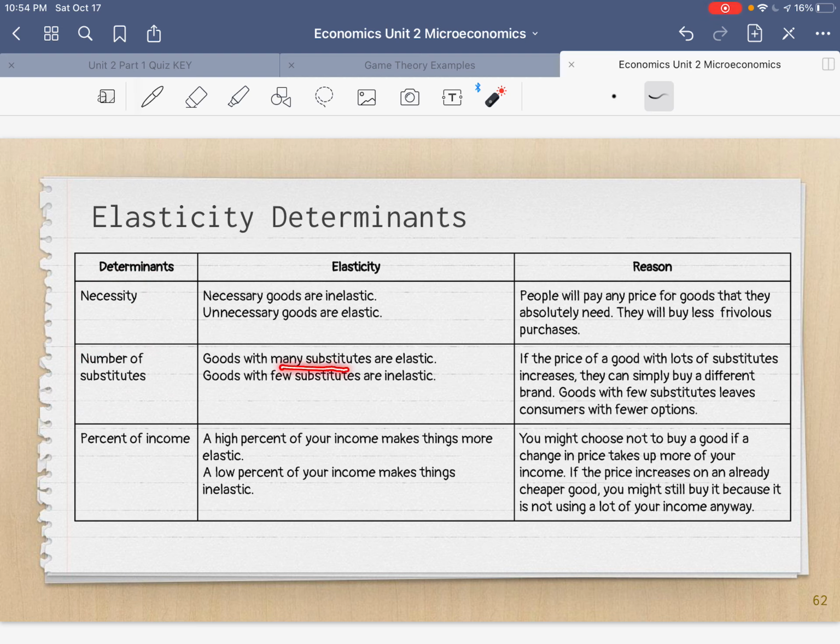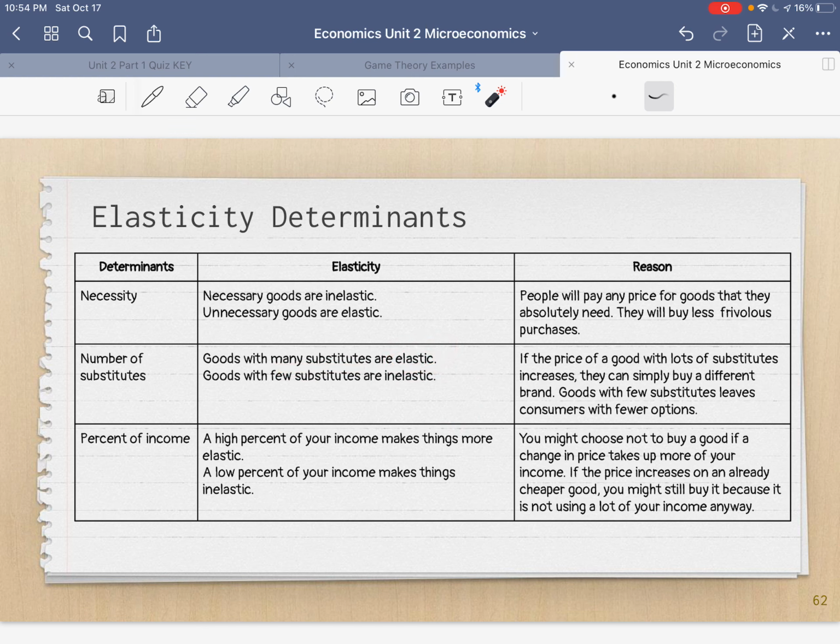Goods with lots of substitutes are elastic, and here's the reason. If the price of a good with lots of substitutes increases, I can simply buy a different brand. So think like Big Macs versus Whoppers, right? If I love Big Macs, I love Mac sauce, but the price increases, like they're $10 now. I'm not going to buy a $10 Big Mac. I'll just go to Burger King and get a Whopper for $4, okay? So that makes that hamburger an elastic good. There's so many substitutes. Why would I buy the expensive one, okay?